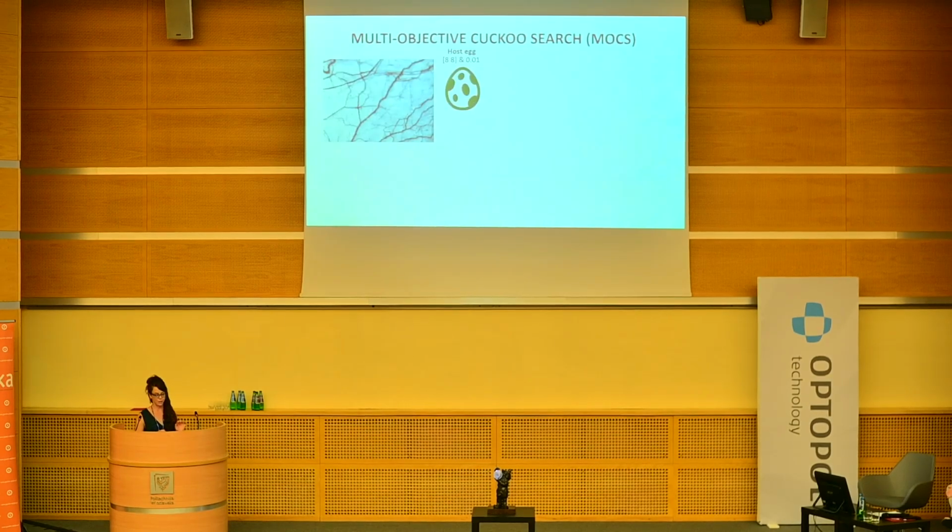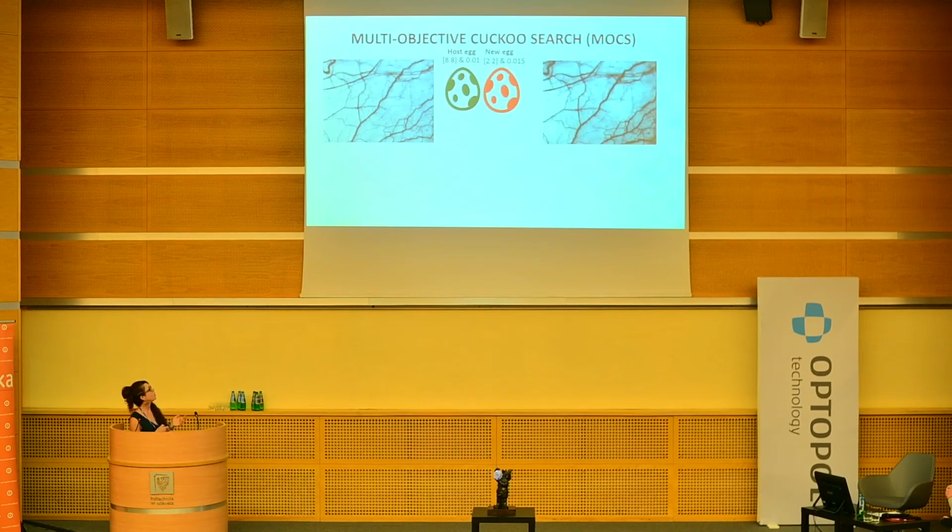So in a very, very simple way, just imagine that we have a host egg. This is the egg that was in the host nest. It has a number of tiles and a clip limit. And if we apply these numbers to the histogram equalization, we get this image. Then we are going to make a random solution, which is the cuckoo egg. So our random solution is this. We have a different number of tiles and a different clip limit, and this gives us another image.